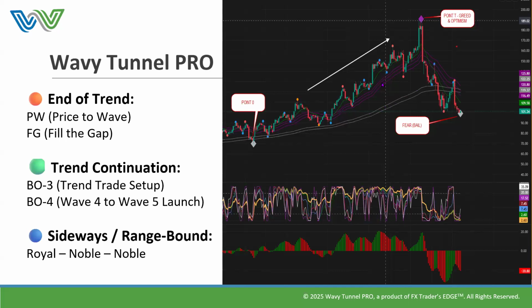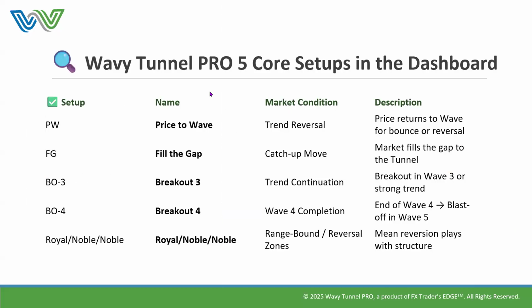And the cool thing about the dashboard is we just added a feature which shows you all of the 4,800 stocks where the wave is above the tunnel on the daily chart and on the weekly chart. I'm going to show you that. And then we have our sideways markets. So these are the Wavy Tunnel 5 core setups in the dashboard.